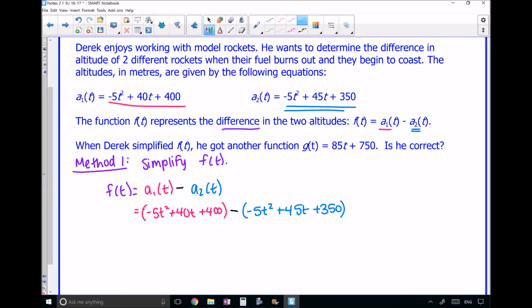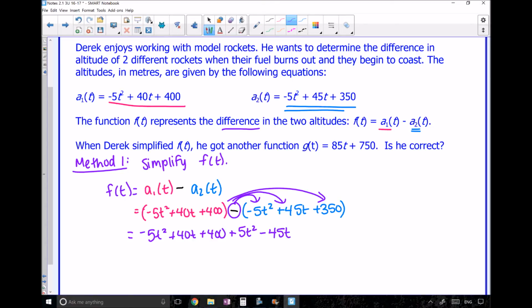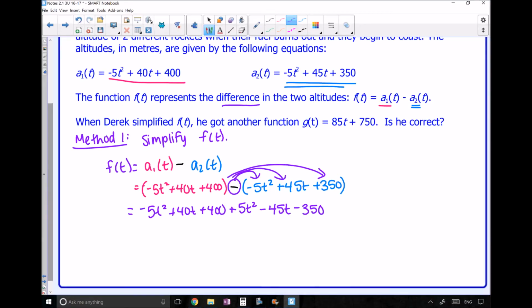Now, remember, if we have a minus sign here, we need to distribute that minus, that negative, to everybody. So here, this stays negative 5t squared plus 40t plus 400, but this negative 5t squared becomes positive 5t squared, positive 45t becomes negative 45t, and then positive 350 becomes negative 350. Okay, now I can go ahead and start to put things together.